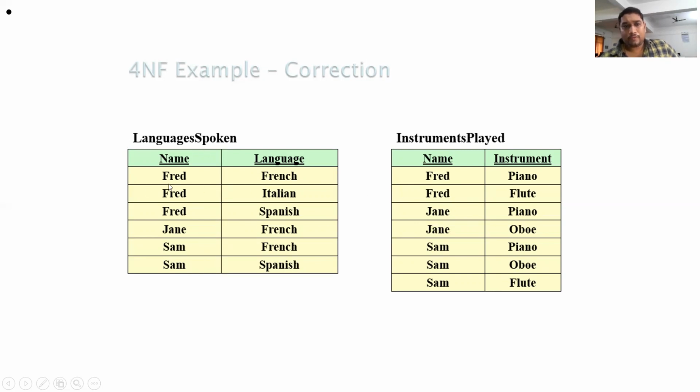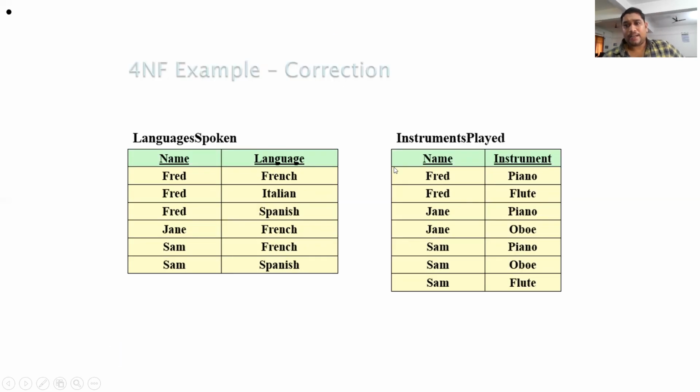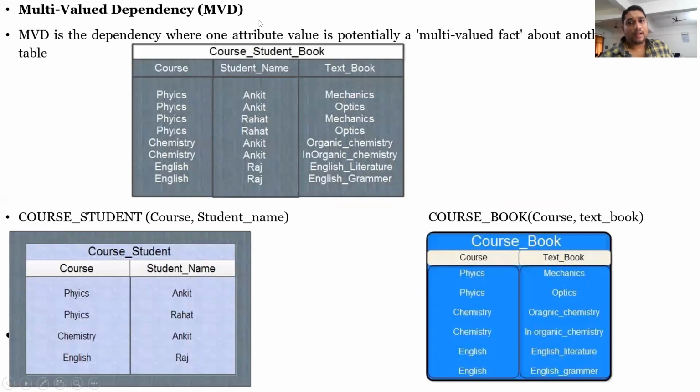For every Fred there is a French, for every Fred there is Italian, for every Fred there is a Spanish. For every Jane only French. In the above, Jane consists of two Frenches. Multiple values are decomposed. For every Spanish, these two rows consist of a single row. Okay, this is called multi-valued dependencies. Okay, and again, let's go for another example.